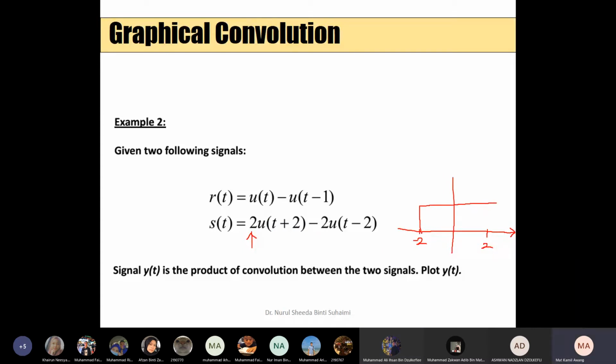The second function, then you subtract the second function. The second function, t minus 2, is actually here, up to here. But over here it is cancelled out because it's a minus. So this one is 0 here. So the resultant function is actually this.